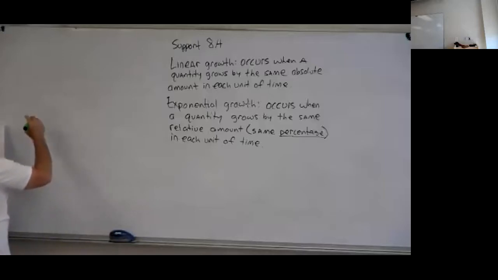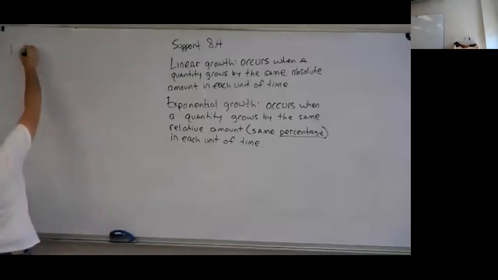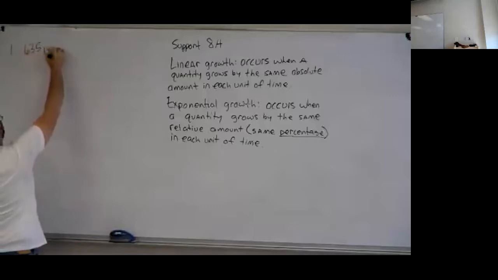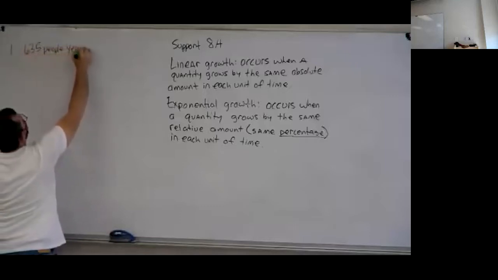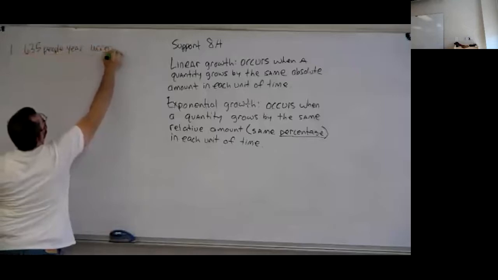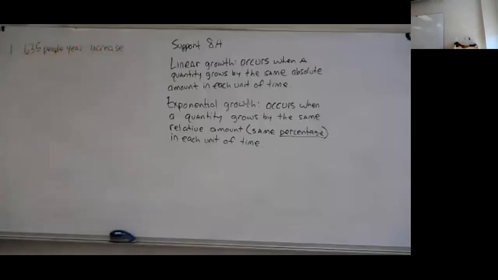All right, so the 8A support. The population of a town is increasing by 635 people per year. Is that linear or exponential? Yeah. Linear because they're not giving me percent, right? So this would be linear growth, because every year is going to be going up by 635.